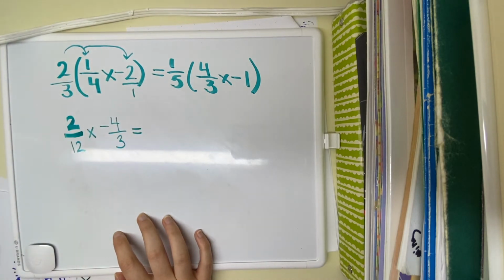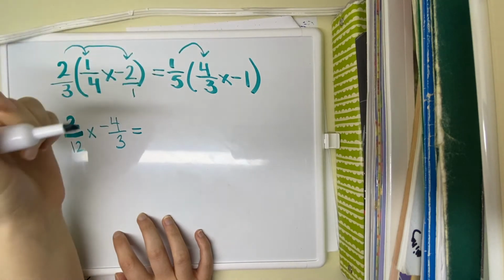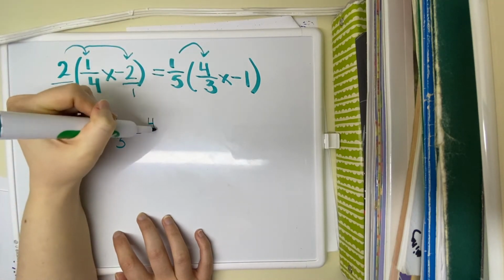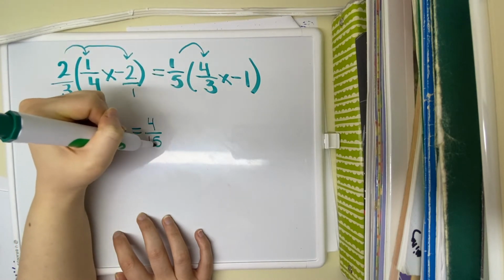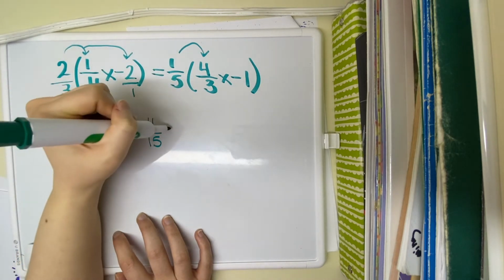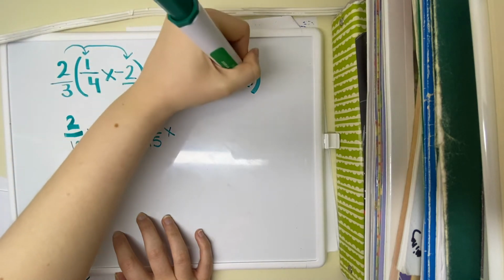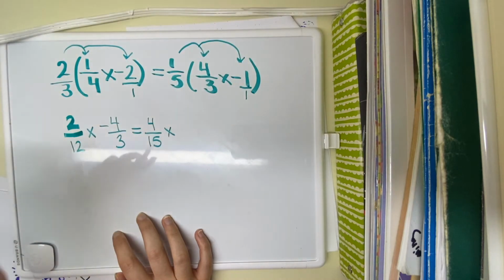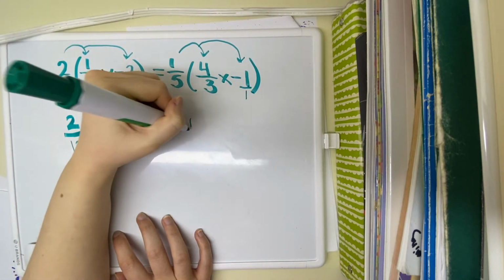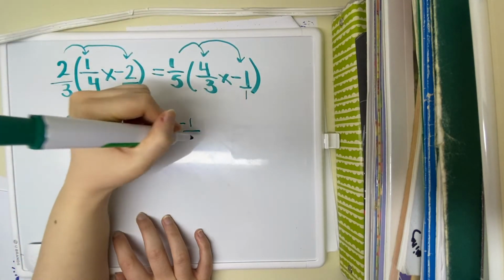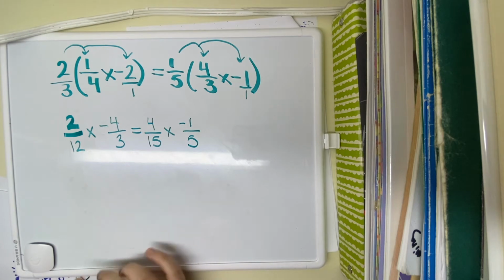Then you're going to do the same thing on the other side. So 1/5 times 4/3 is 4, right? 1 times 4 is 4. 5 times 3 is 15. Then you're going to keep that x. Do the same thing times -1 over 1. So -1 times 1 is -1. 5 times 1 is 5. So this should be the second step.